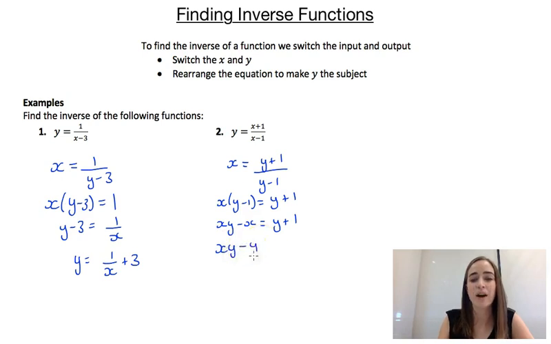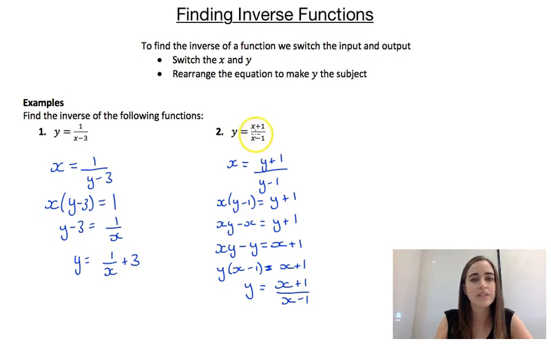So xy minus y equals x plus 1. And then I'm going to pull y out as a common factor. So I'd have x minus 1 in brackets, and I've got x plus 1 on the right of the equal sign. And then our last step, we'd rearrange it so we have x plus 1 over x minus 1. But if we have a look at that, that's exactly what we started with. So what we've found is that the inverse function is exactly the same as the original function.